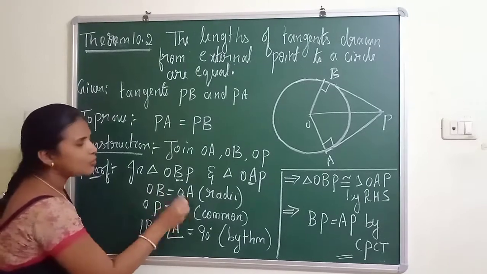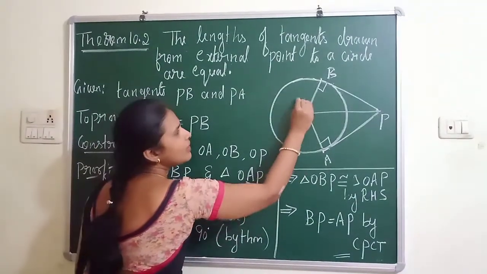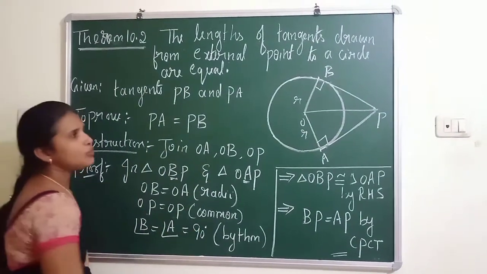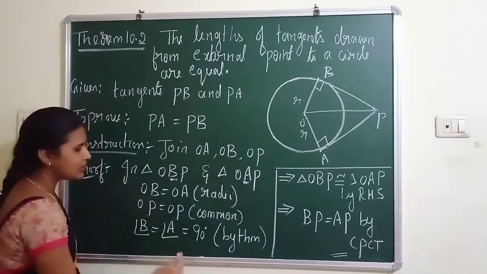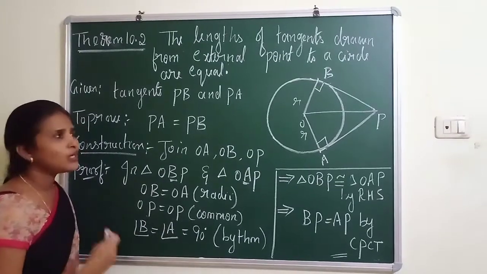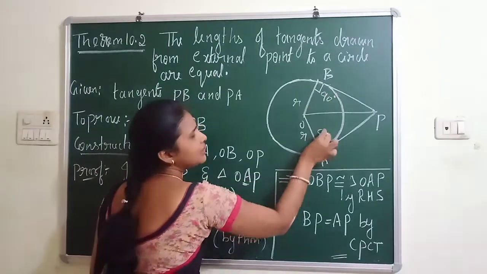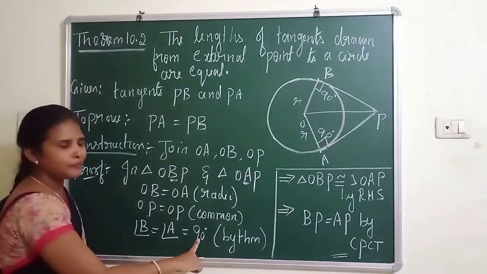So OB equal to OA. I can write OB and OA are equal. Why? Because you can see these two are radii of this circle. So OB equal to OA. And you can see here OP is common for both the triangles. So this will become another matching pair. OP equal to OP, the second matching pair. And what is the third matching pair? Just now I said that angle B is 90 degrees and angle A is also 90 degrees. So the third matching pair is 90 degrees.